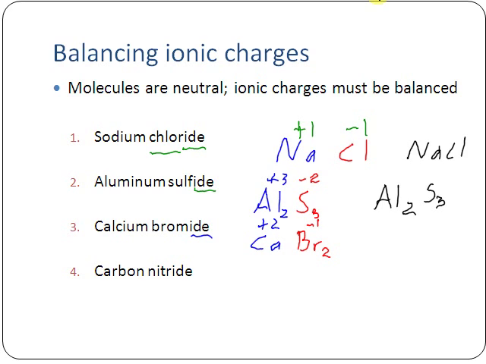So our final one is going to be CaBr2, like that. Because 2 bromines, 2 times -1 is -2, plus +2 is 0. So that works out for that one.